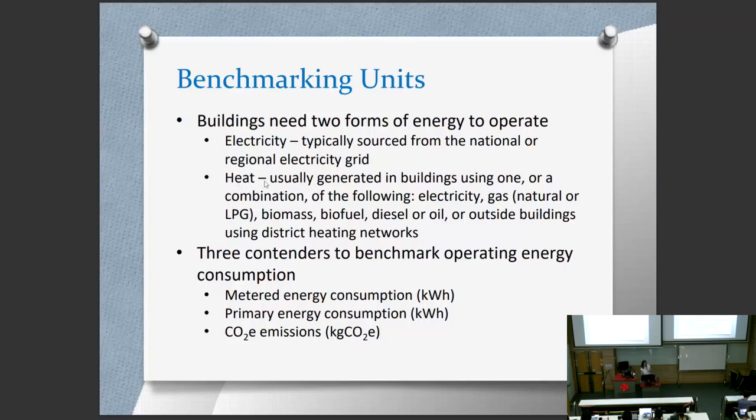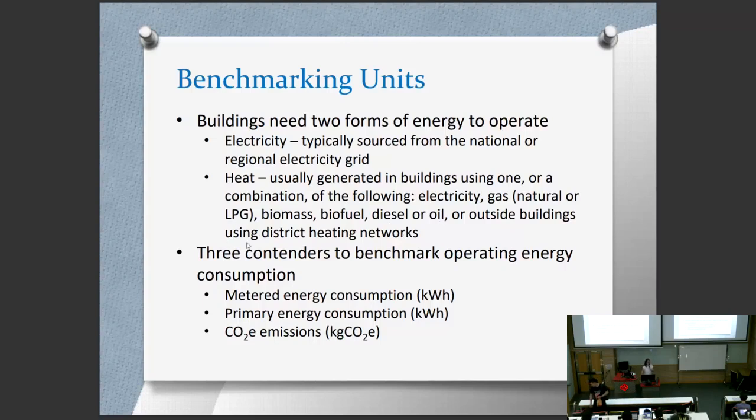So heat is usually generated in buildings using one or a combination of the following. Maybe generate heating by electricity, an electrical heater, maybe a gas heater, a boiler, or maybe by burning biomass, biofuel, diesel, or oil, or outside buildings using a district heating network.